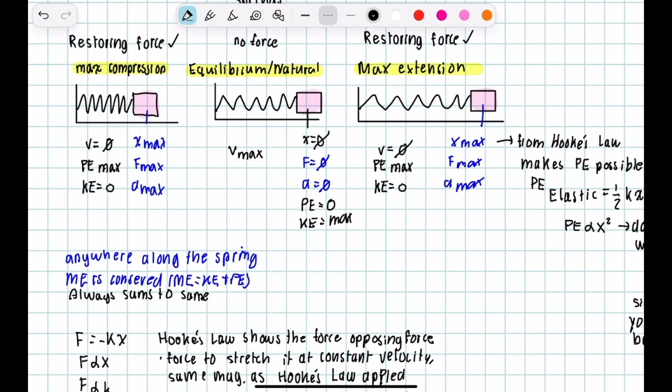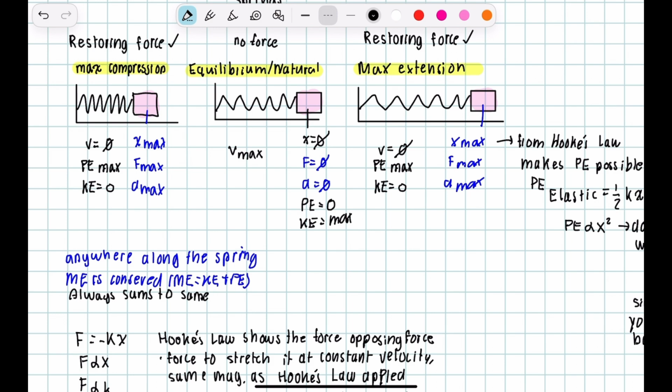So the velocity will be the max in both directions, and your displacement is 0, because this is the equilibrium position that is measured relative from. The force is going to be 0, the acceleration is going to be 0, the potential energy is going to be 0, and the kinetic energy is going to be at its max.